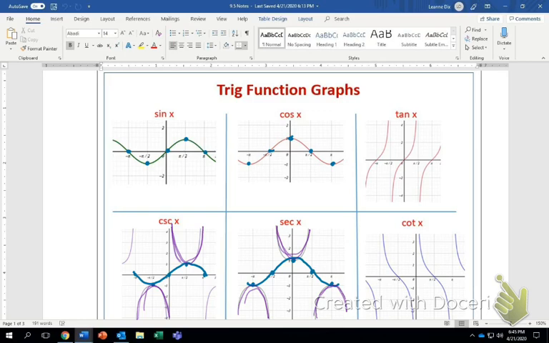And then tangent just follows its own rules. Tangent just does its own thing. But the thing with tangent that you should always remember is that it always goes through the origin, 0, 0. And then cotangent, we always have an asymptote at 0. And for those of you who forgot what an asymptote is, it's just an imaginary line where the graph can never cross. It can never touch it. It can get really, really close, but it can never touch it.